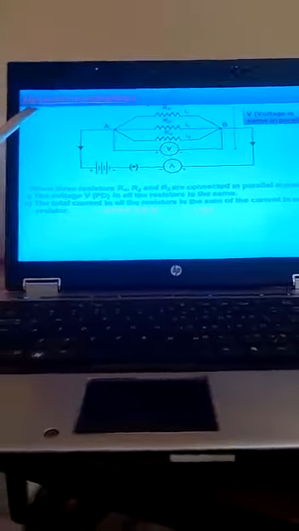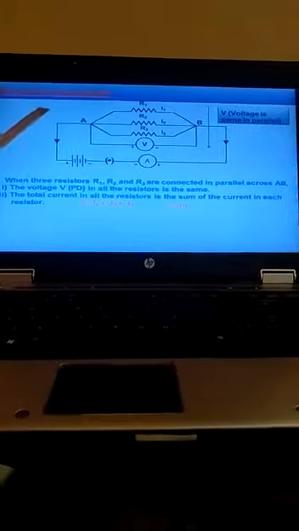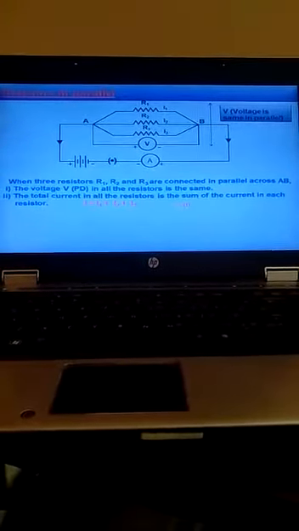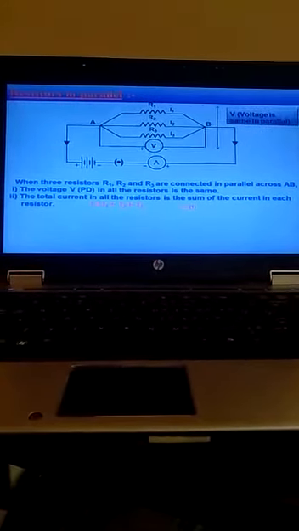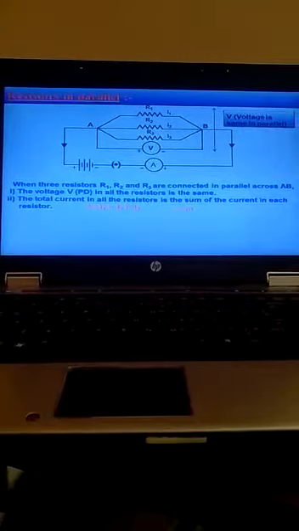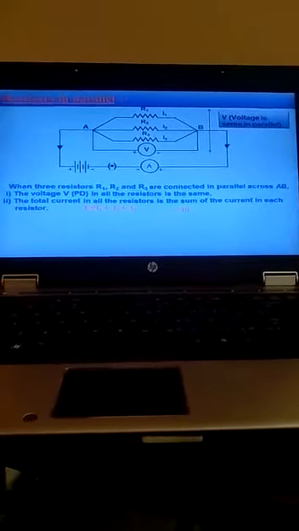Now, this topic, resistors in parallel, we will do tomorrow. But beforehand, you revise resistors in series, and you have to write and show me resistors in series and learn the derivation of resistors connected in series.